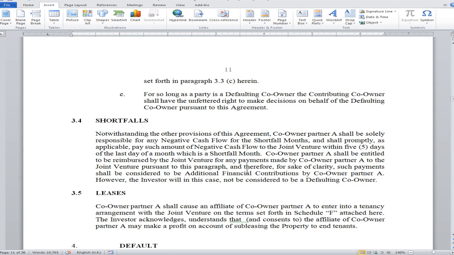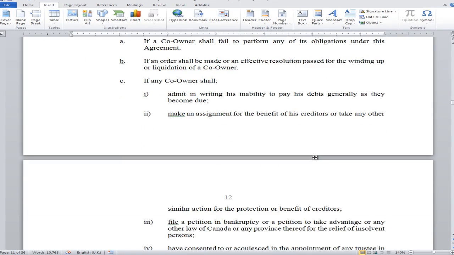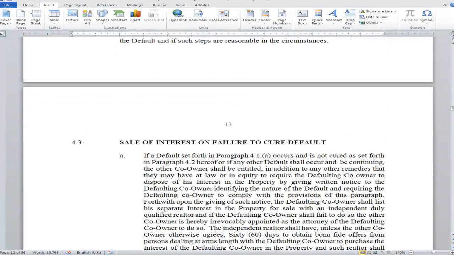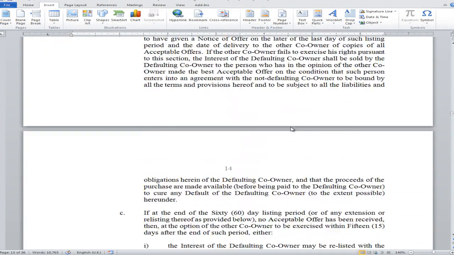There's shortfalls, leases, and the event of defaults, what happens in regards to defaults. Very important, because that's something we don't know what people are going through. Sometimes divorces happen, sometimes a bad business deal may happen, and so on. Ideally, we protect ourselves from that, but we want to make sure that you know what to do in case there's any kind of default. The sale of interest to fail the cure of a default, and some of the joint venture.